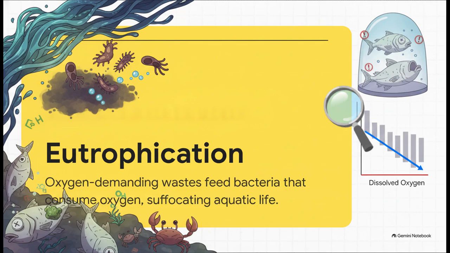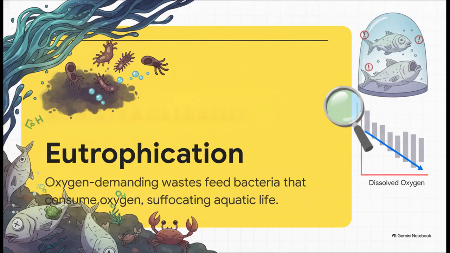We really need to understand how pollution directly and, honestly, sometimes super subtly destroys aquatic life. The very first, most immediate effect of water pollution is an oxygen crisis. We call this eutrophication. Basically, when oxygen-demanding wastes enter a water body, it's an absolute feast for bacteria. Those bacteria multiply like crazy and consume the dissolved oxygen in the water. And the devastating result? Fish and other aquatic life literally suffocate.